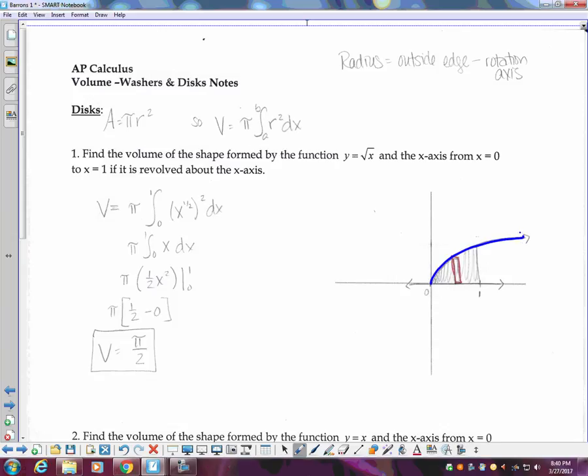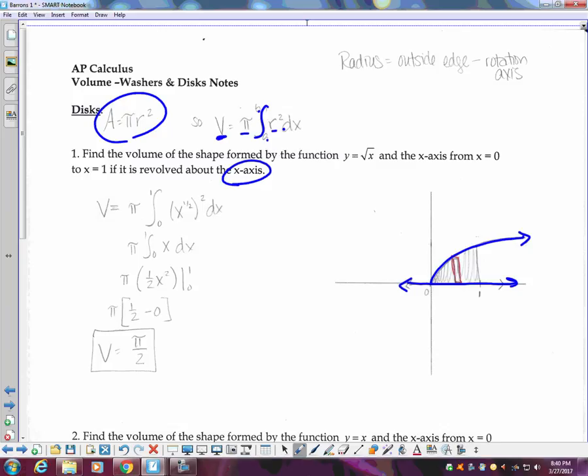If you look at this graph right here, we're going to take this and rotate it on the x-axis. So this is what we're spinning it on. It makes a solid figure that's a circle of different sizes. Each slice is going to be a circle. The area of one circle is pi r squared. So the volume is going to be the integral from a to b of pi r squared.